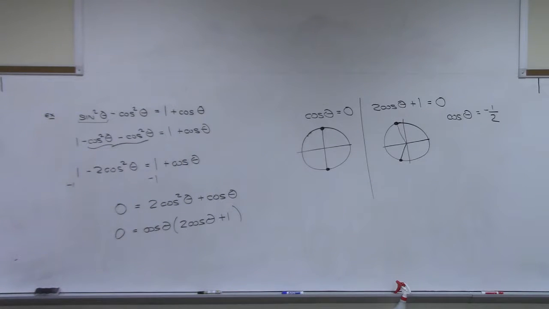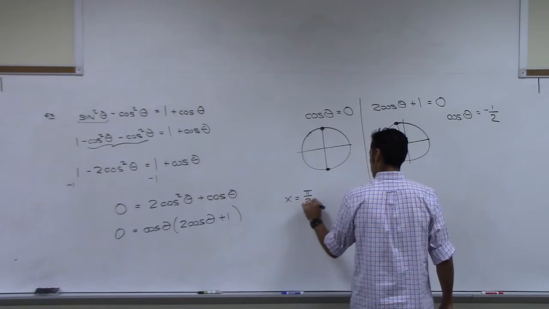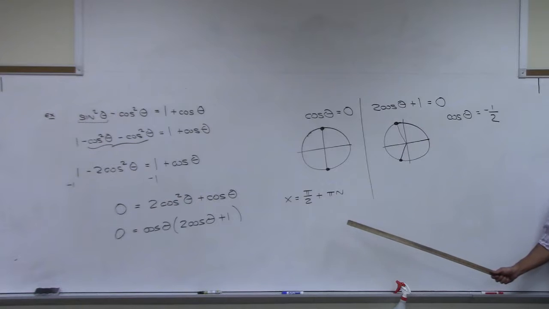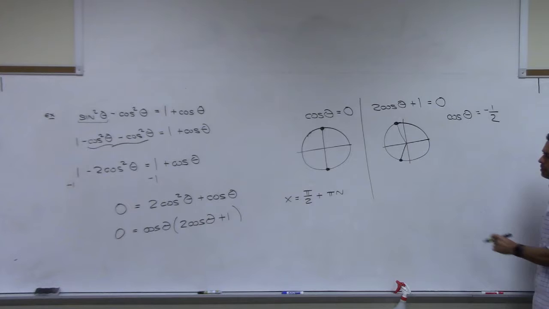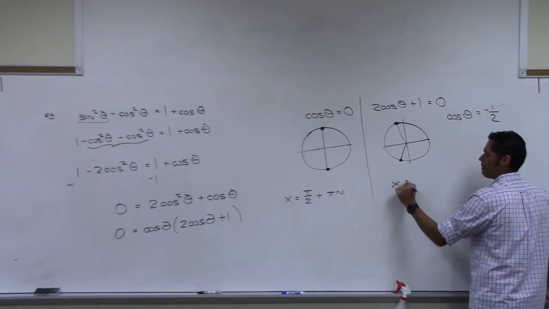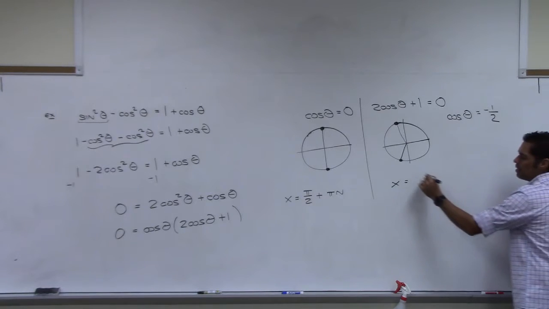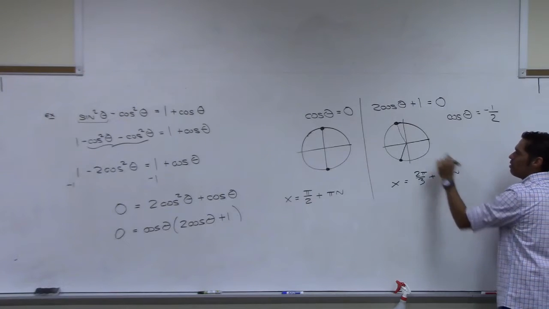So how do I represent those general solutions on that first one? It's pi over 2 plus 2 pi n. Plus, I mean, pi n, right? Because you can come right back to it. And then here, two separate ones. 2 pi over 3, plus 2 pi n, got to get all the way back around to it.